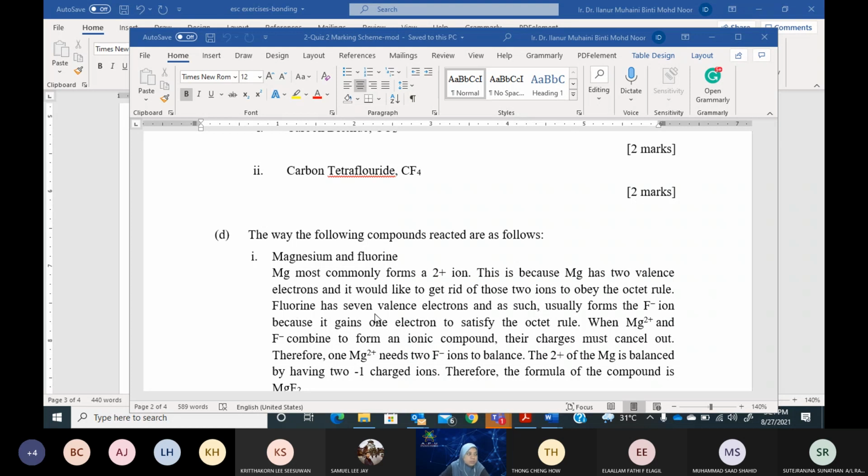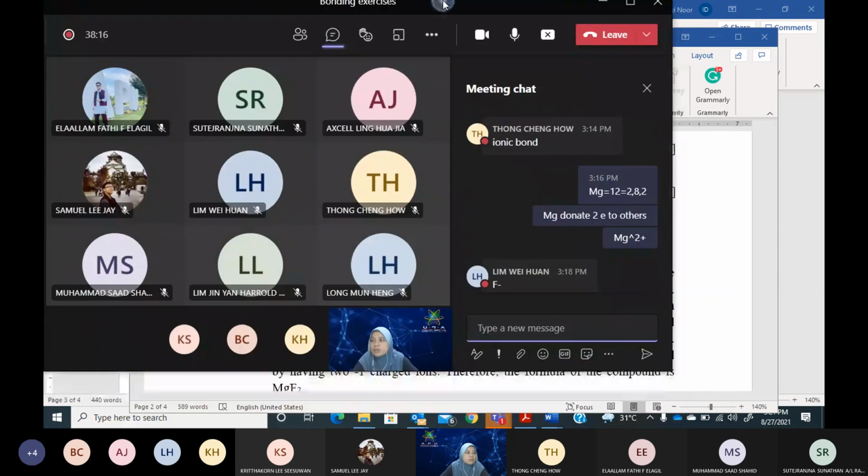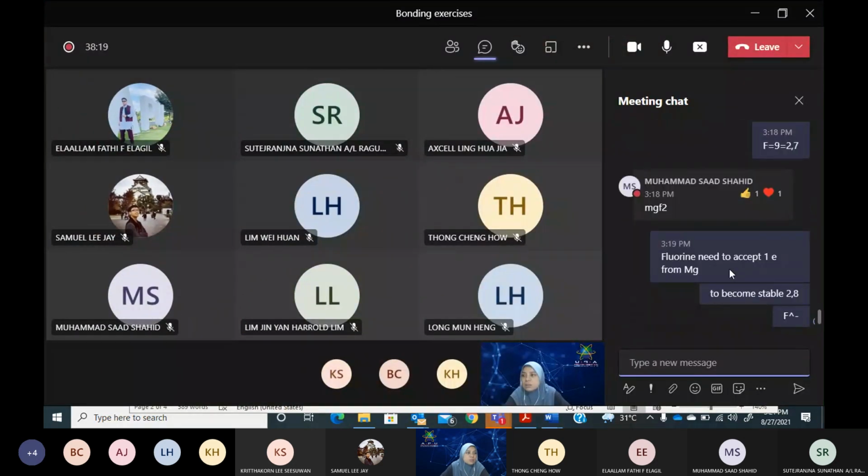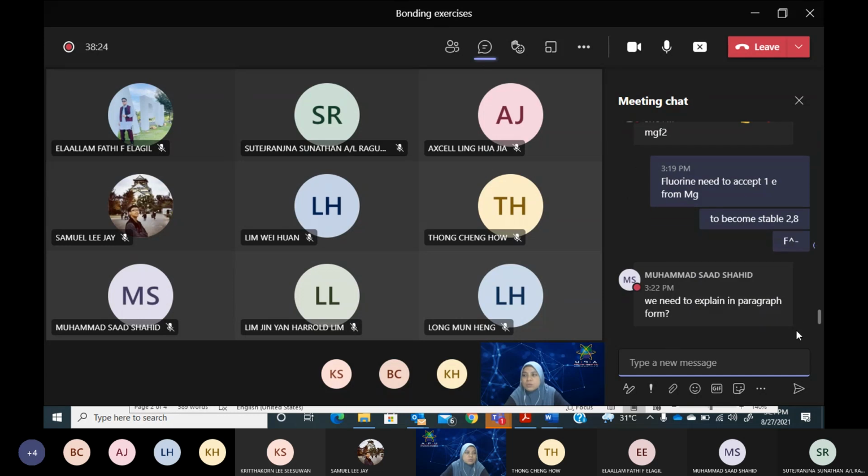And then fluorine has 7 valence electrons and as such usually forms the F to the power of minus ion because it gains 1 electron to satisfy the octet rule. Also, I have written here in the chat, fluorine needs to accept 1 electron. Because fluorine is 2,7. 2,7 must become 2,8 to become stable. Therefore, it becomes F to the power of minus. We need to explain in paragraph form.